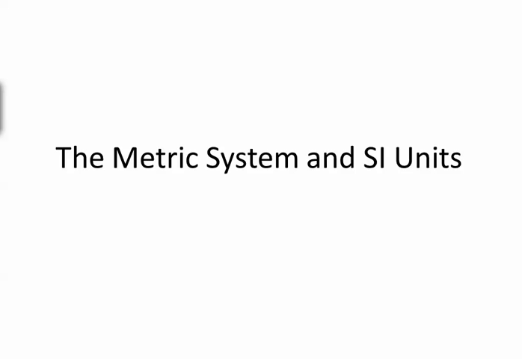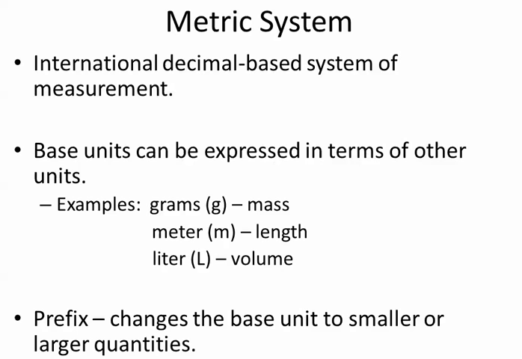Alright, today we're going to spend some time talking about the metric system and SI units. The metric system is an international decimal-based system of measurement that scientists from around the world have agreed to use. The metric system contains units that are made up of two different parts. The units have base units associated with them, along with prefixes that go out front. The base unit can be expressed in terms of other units by adding the prefix to it.